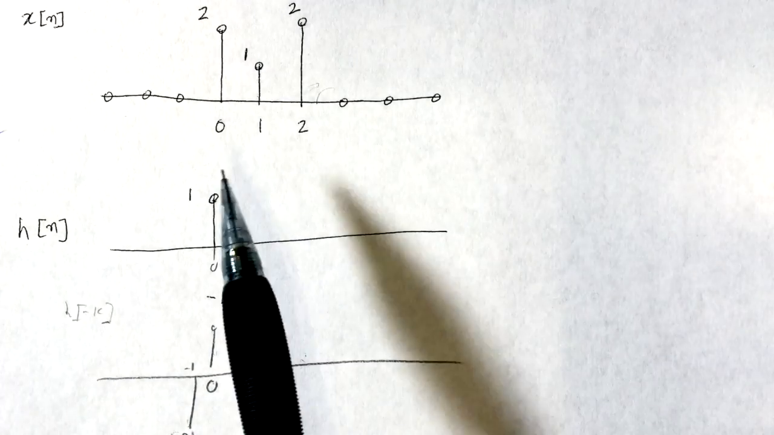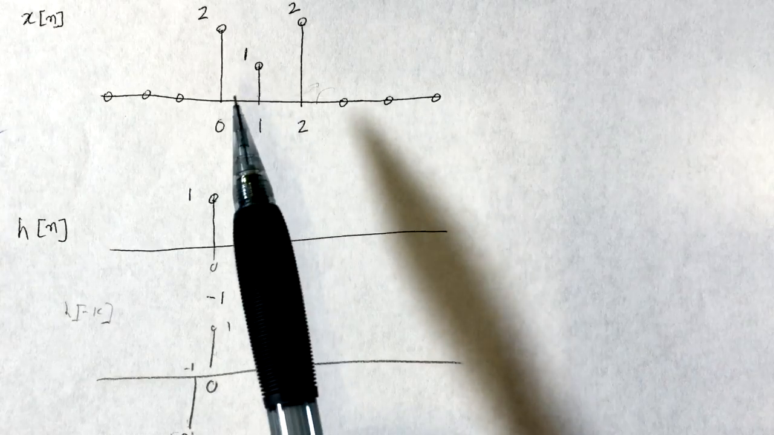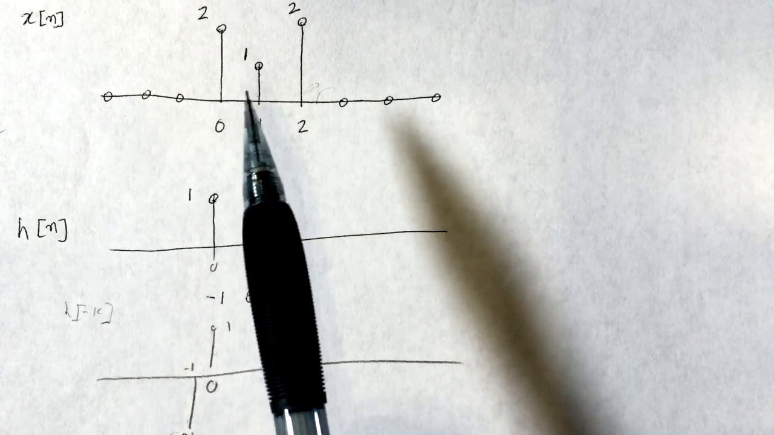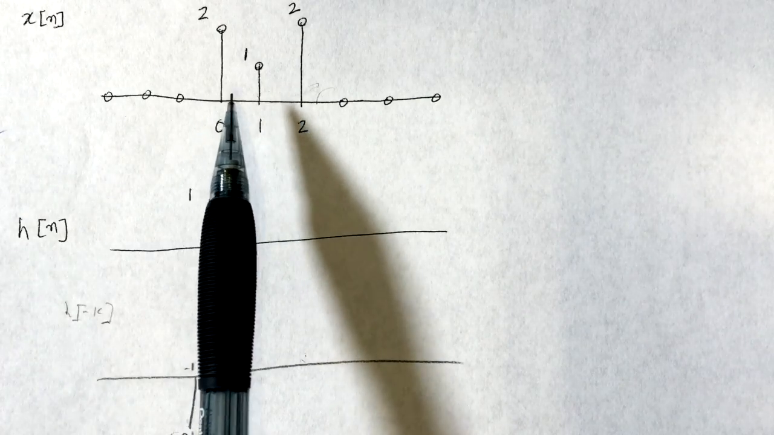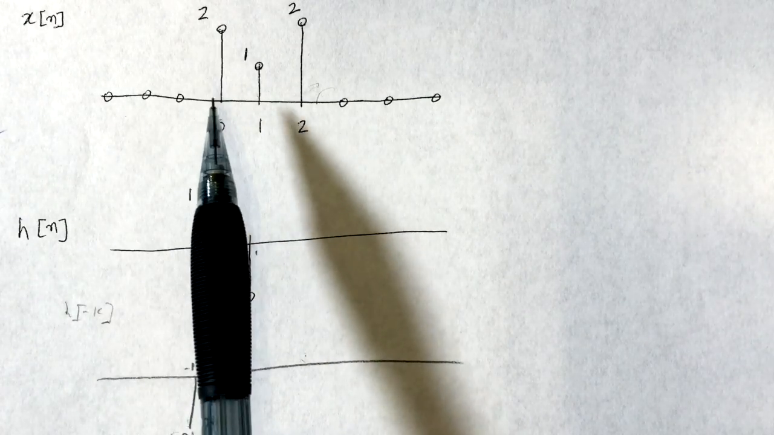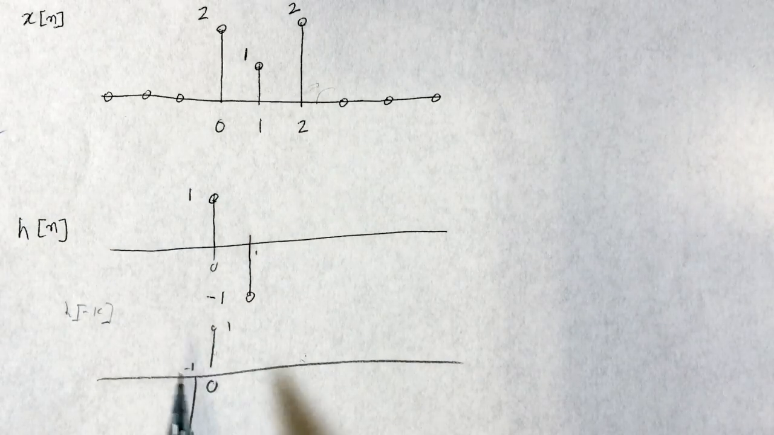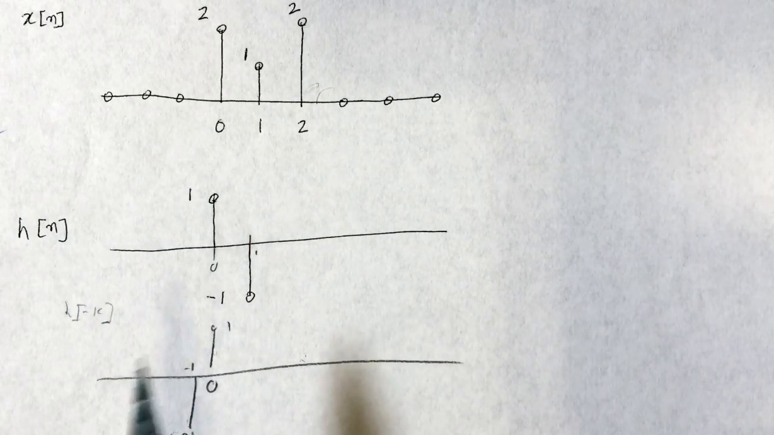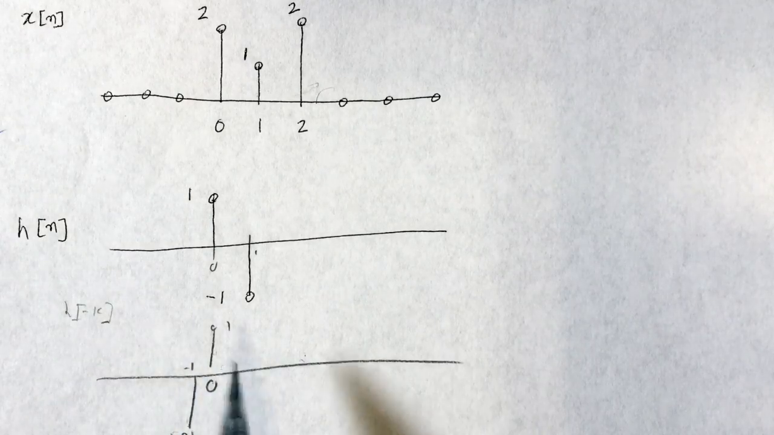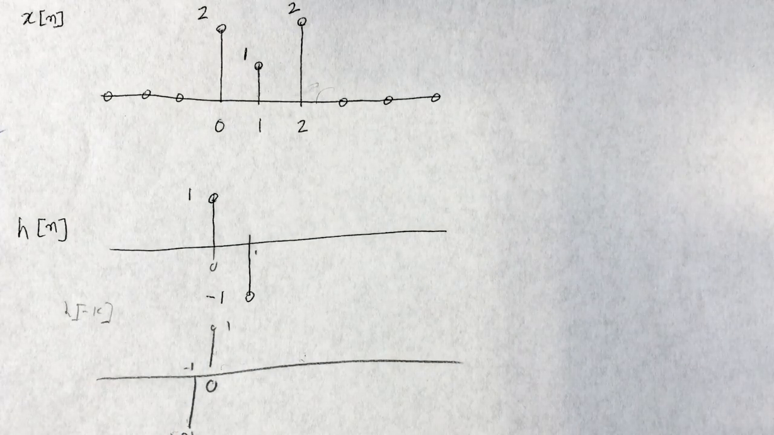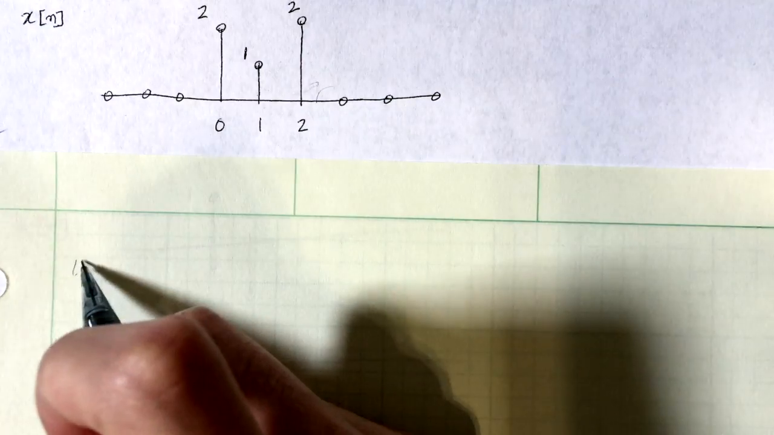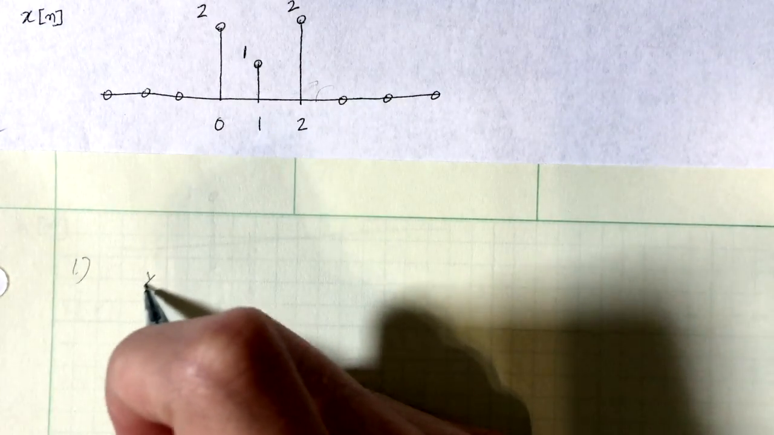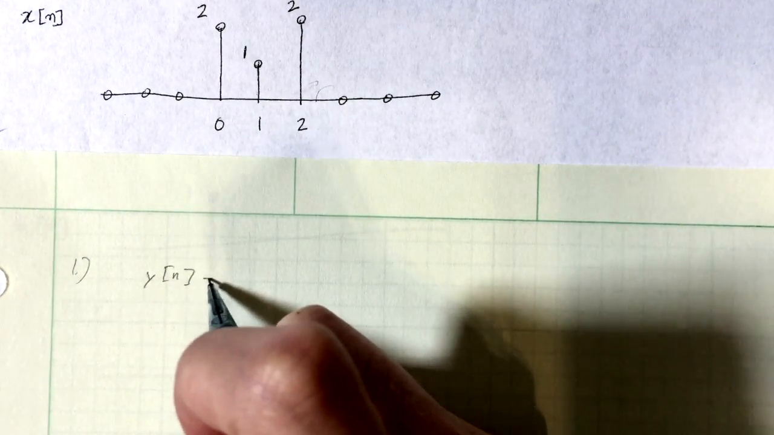So as you can see, when we shift it by a value of n less than 0, this graph will be shifted to the left by 1, right? So these two signals right here will not overlap, and therefore y of n will just be 0. So for starters, let's write out the definition of the convolution in discrete time.